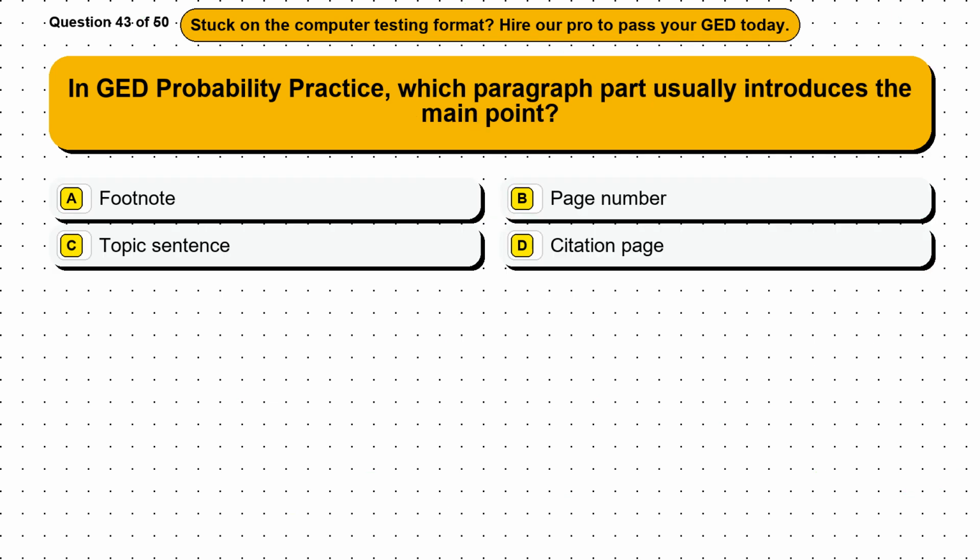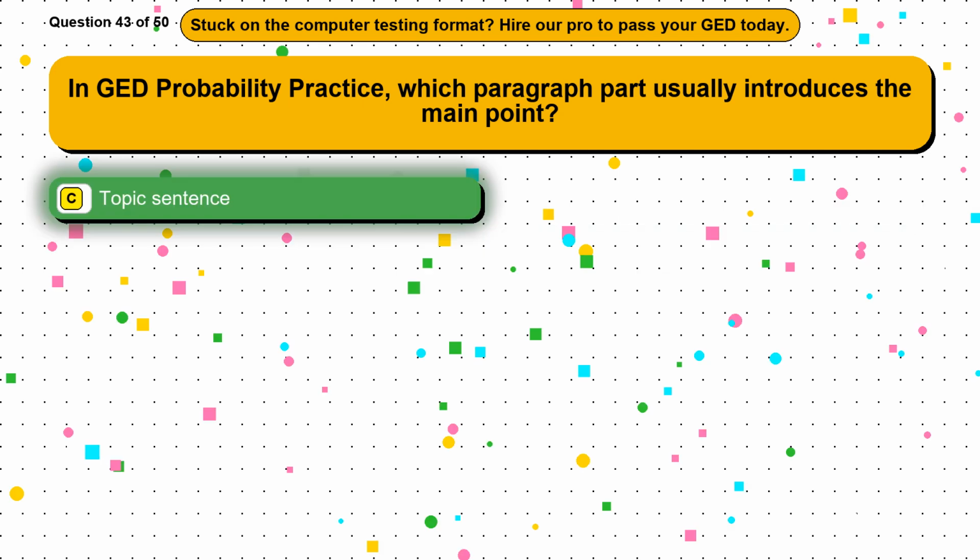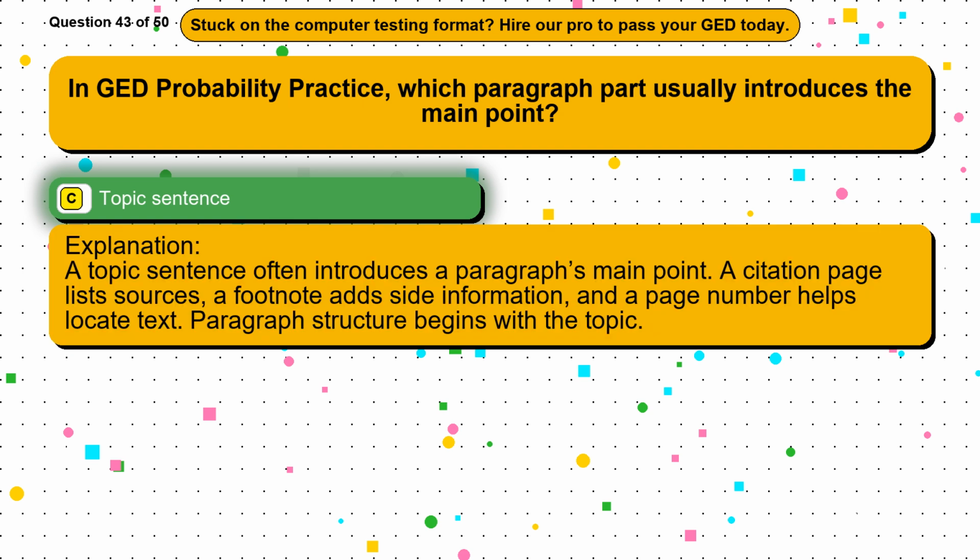Question 43. In GED probability practice, which paragraph part usually introduces the main point? Option A, footnote. Option B, page number. Option C, topic sentence. Option D, citation page. The correct answer is option C, topic sentence. A topic sentence often introduces a paragraph's main point. A citation page lists sources, a footnote adds side information, and a page number helps locate text. Paragraph structure begins with the topic.